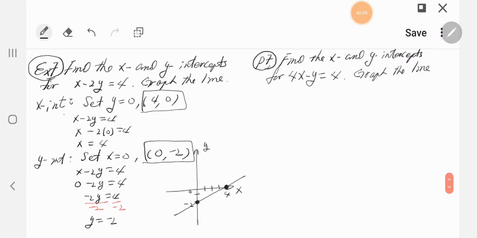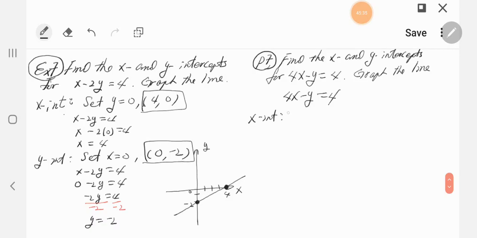So it is not hard, find the x-intercept, y-intercept. The best method is, let me do problem 7, and let me explain again. So we have 4x minus y is equal to 4. This is the graph. So x-intercept.